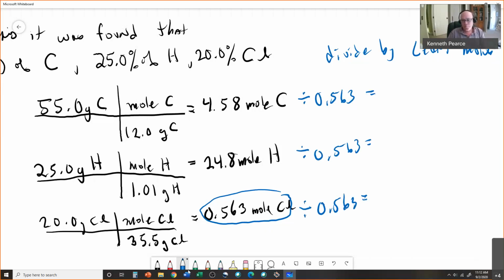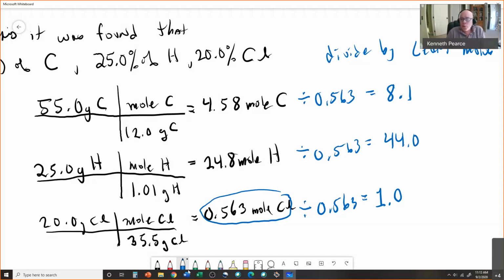Of course, if you divide by the same thing, you're going to get 1.0. And so we have 4.58. We're going to divide by 0.563, and I get 8.1. Generally for the final answer here, because these are ratios that we're doing, the ratio of each one to each of the others as far as moles, and we got 24.8 divided by 0.563, and I get 44.0. And it's a ratio, so there's no units here.